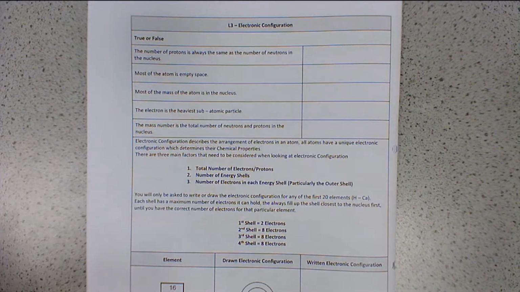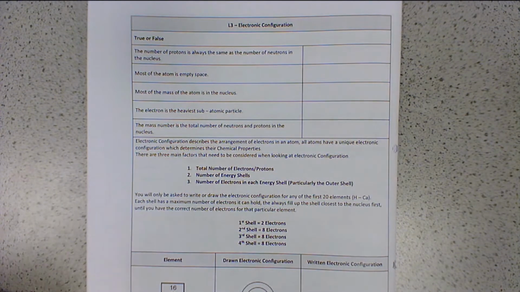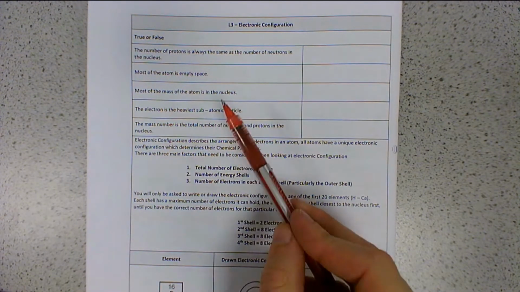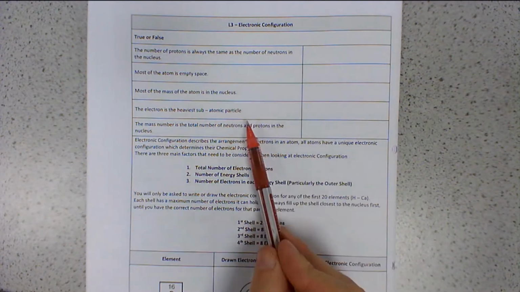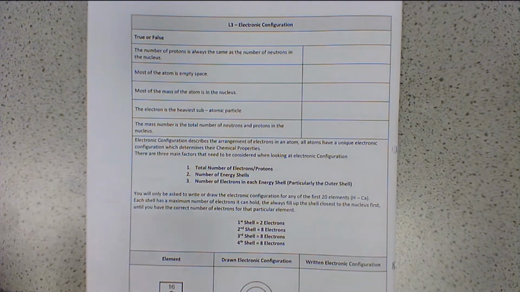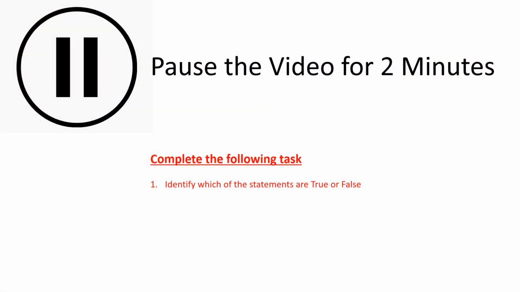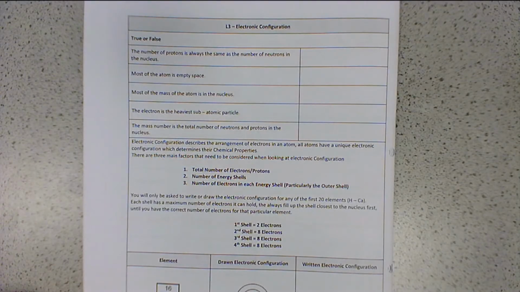So in this lesson, we're going to be looking at the electronic configuration of different atoms. But the first thing I'd like you to do is quickly answer true or false for these statements here. This should take you no longer than 2 minutes. So going through this quickly, make any corrections you need to in green pen.